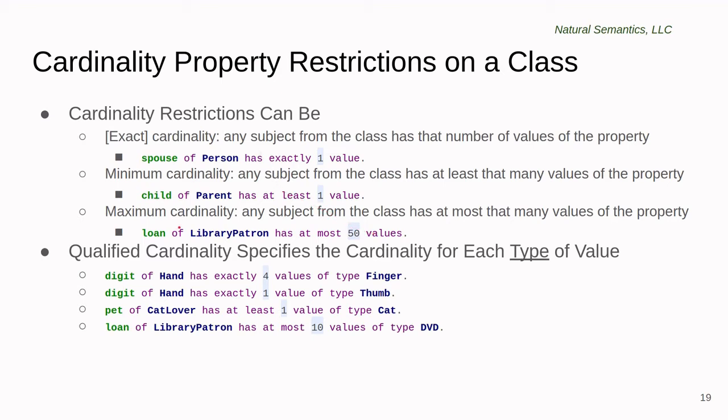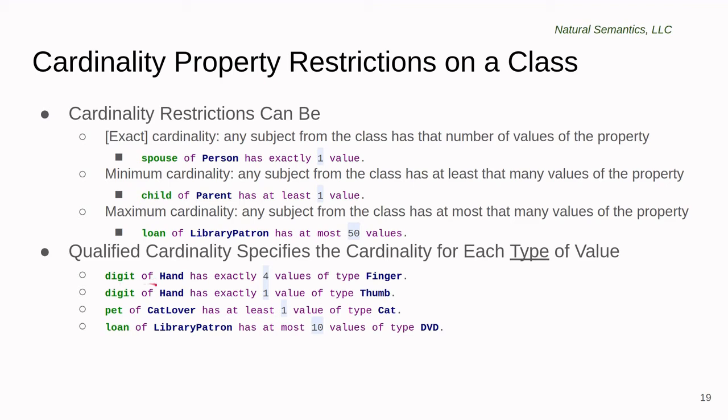There is a special kind of cardinality called qualified cardinality, and that specifies not only the number of values that an instance of the class can have, but it also does it for each type of value. Qualified cardinality actually comes from OWL 2. It's not a part of OWL 1, and it is a part of OWL 2 that is supported by our controlled English SADL environment and by our underlying third-party OWL implementation, RDF implementation using Jena.